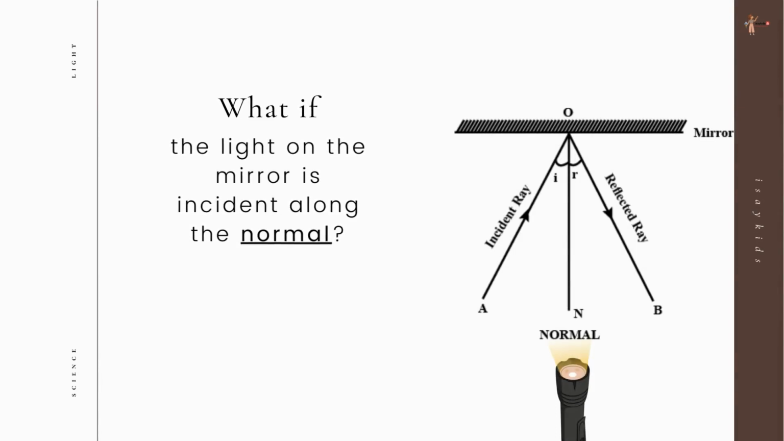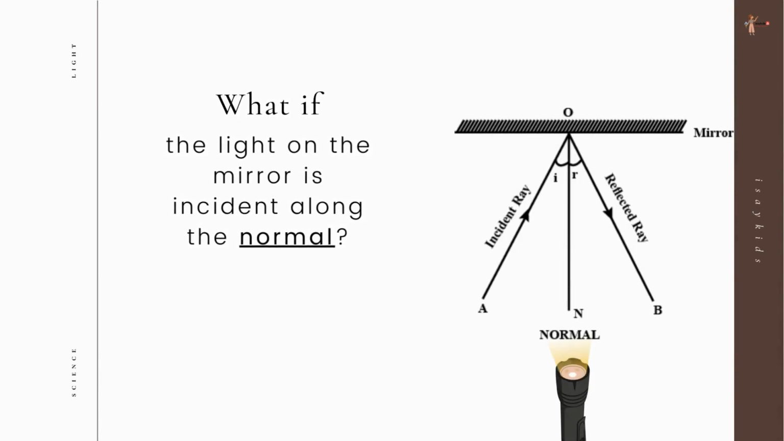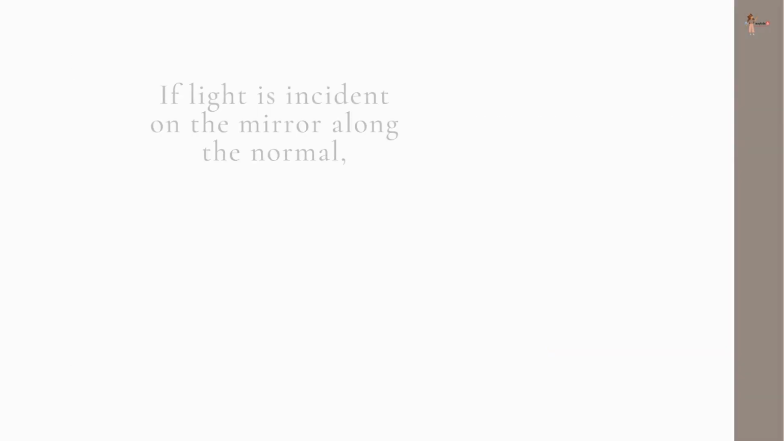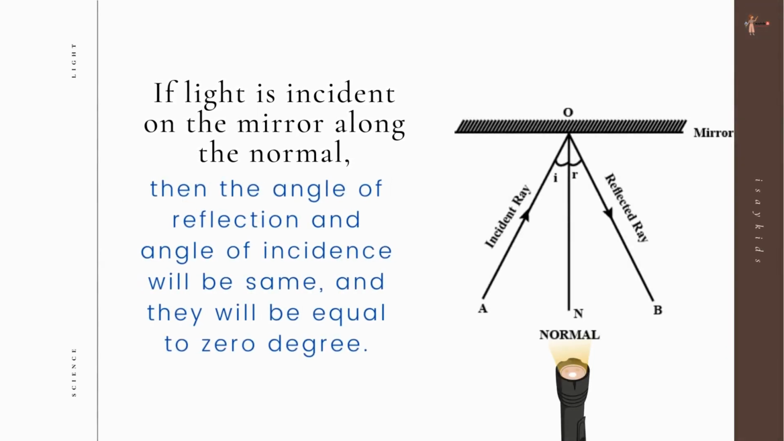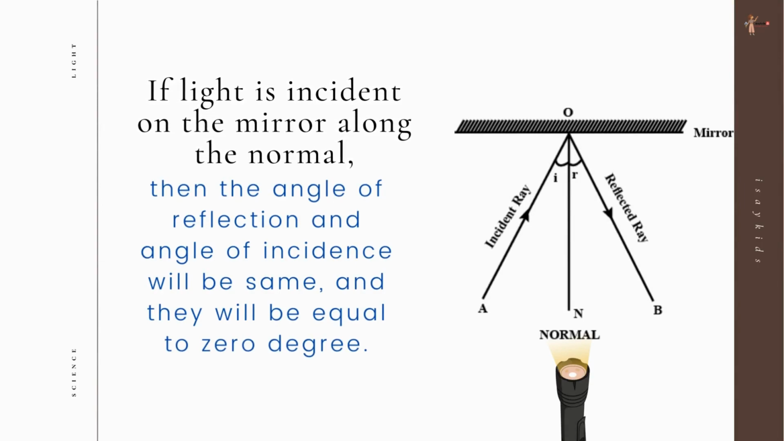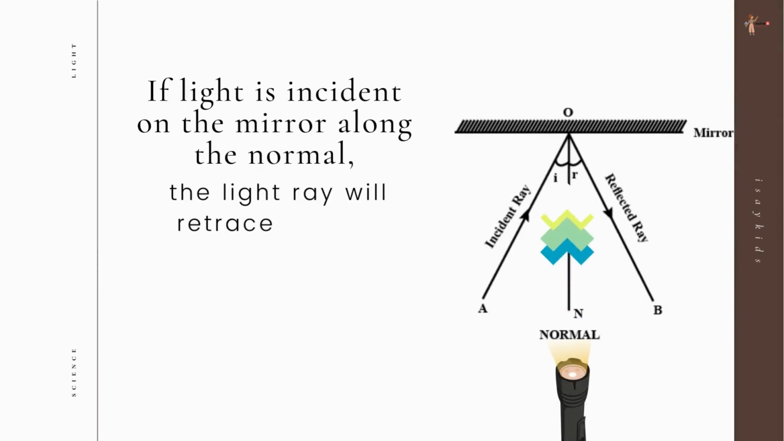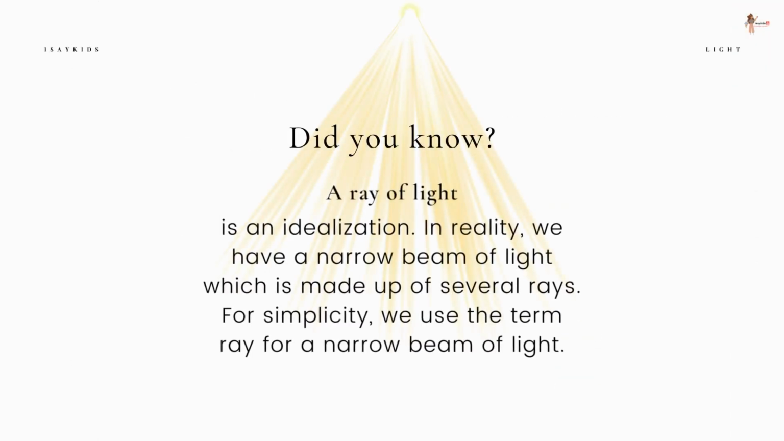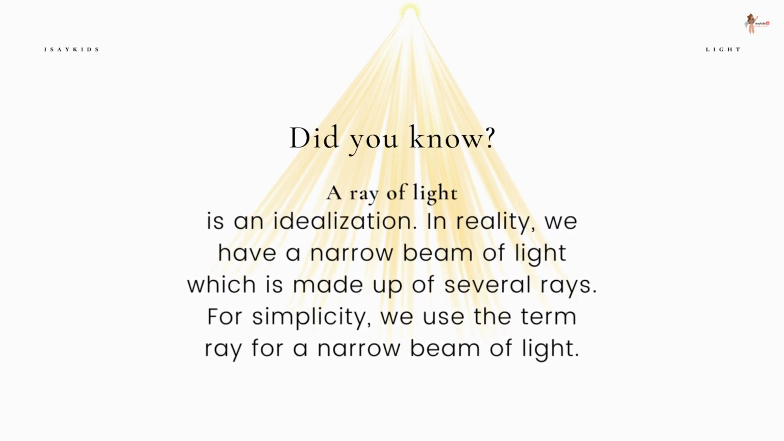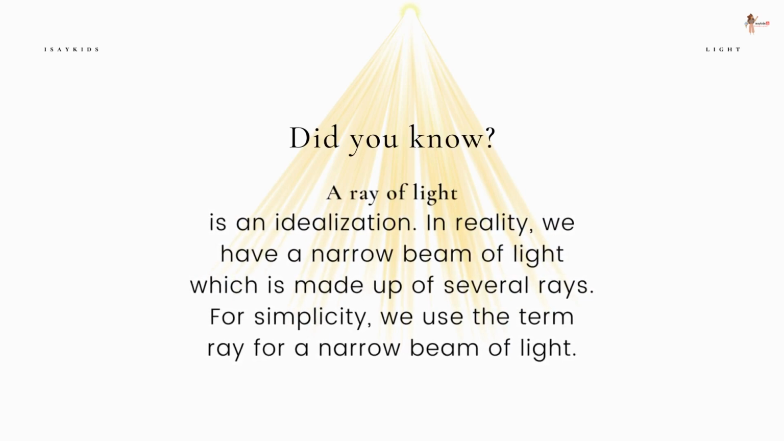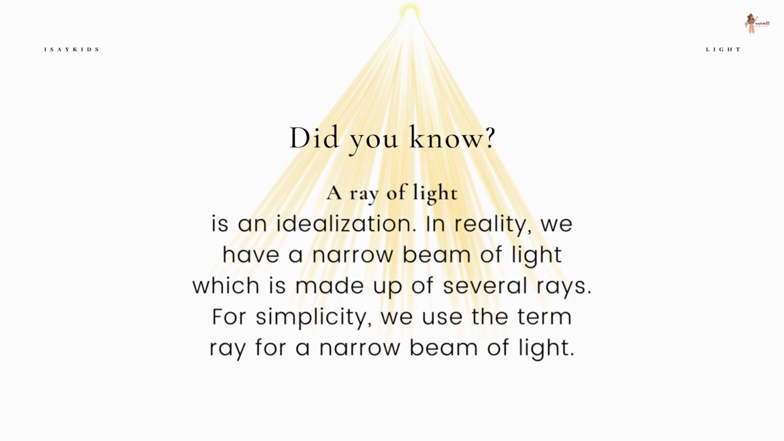Now, what do you think would happen if I threw the light on the mirror along the normal? Well, if light is incident on the mirror along the normal, then the angle of reflection and the angle of incidence will be the same and they will be equal to 0 degrees. Hence, the light ray will retrace its own path. Now, let me tell you one more interesting fact: a ray of light is an idealization. In reality, we have a narrow beam of light, which is made up of several rays. For simplicity, we use the term ray for a narrow beam of light.